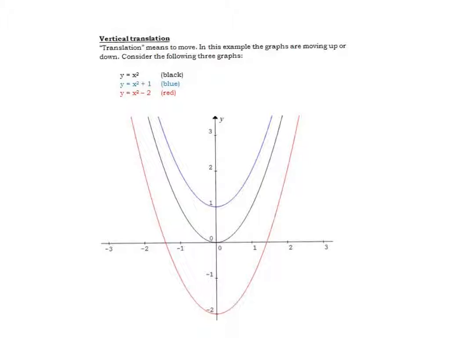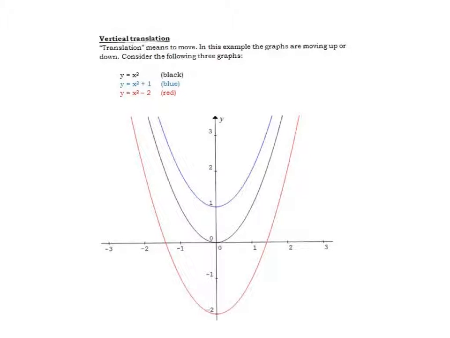And to look at the other graph, the red one, it's y equals x squared minus 2. And it's the same graph, it's just been shifted down. And it's been shifted down by 2 units. So hopefully you can see that if there's a number on the end, that will translate the graph up or down. And if it's positive, it's going up, and if it's negative, it's going down.